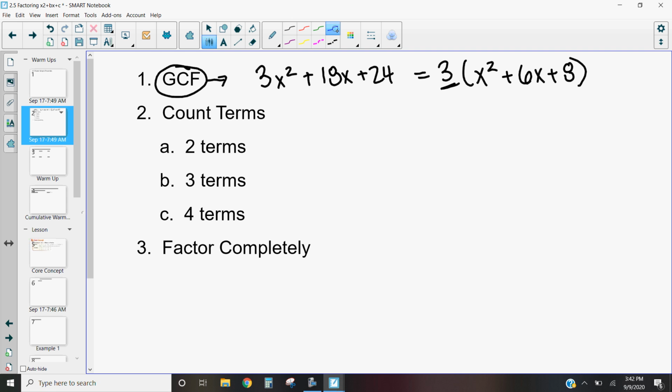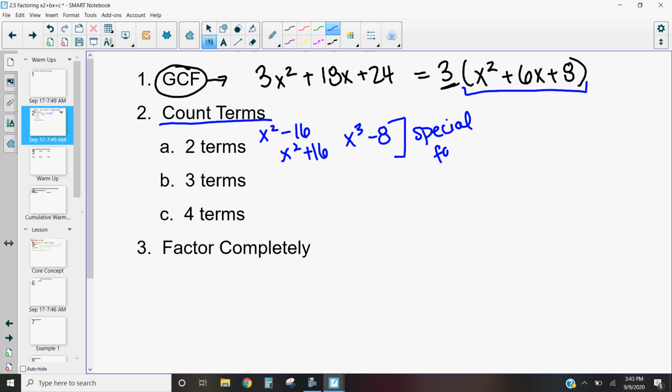Next, we're going to look at this polynomial that we have left over here, and we want to count the number of terms. Depending on how many terms it has, that will affect what we do. If they have 2 terms, sometimes we get something like this, or something like this. Maybe we even end up with something like this. When there are 2 terms like this, that means we are going to have to do a special type of factoring, especially if they are squares or cubes. That's going to be a special type of factoring, and we're going to talk about that in a later video.